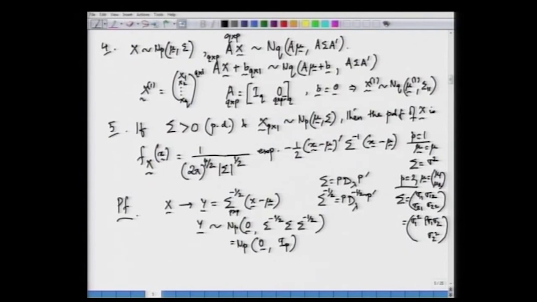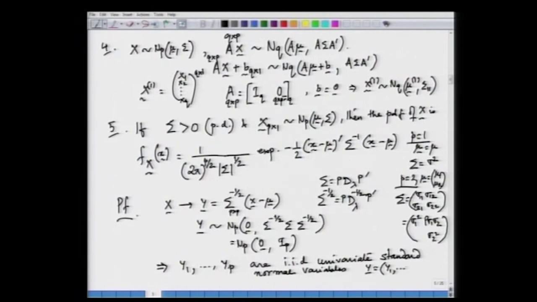Now, once we say this, we can also say by our very definition that this means y 1 to y p are nothing but IID univariate standard normal variables. Of course, what are y 1 to y p? Well, these are components of y. Okay. So, writing the PDF of the random vector y is basically now writing the joint PDF of the p IID univariate standard normal variables, which we know, which we can handle very easily.